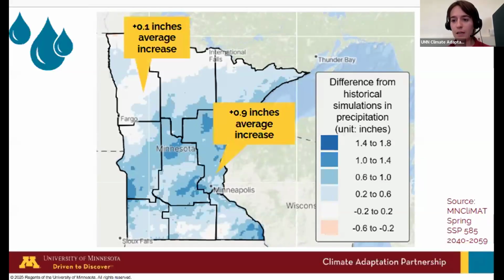So let's take a look at the changes we might expect when we take a more regional view of the data. When we look in the northwest corner of the state, we expect to see an additional 1/10 of an inch average increase over that time period. But when we look at the east central region of the state, we expect to see about an inch average increase by that time period.